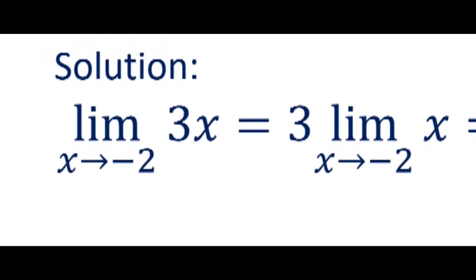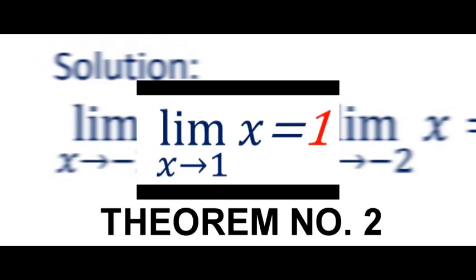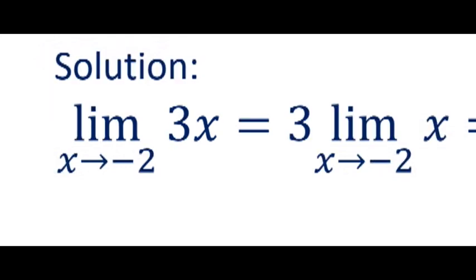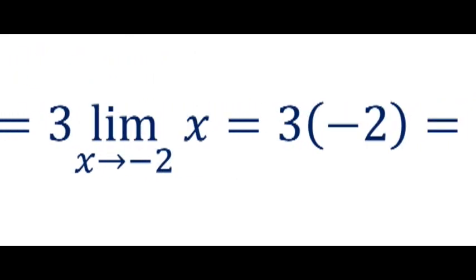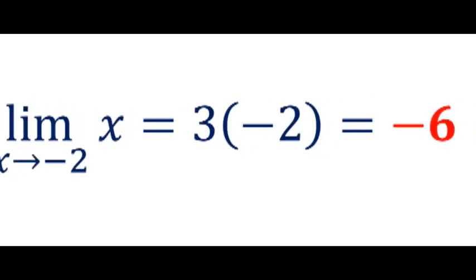Limit of 3x as x approaches negative 2 is equal to, as you can see, the constant here is 3, so you have to move forward the constant, and then go back to theorem number 2: the limit of x as x approaches a constant. We are given 3 times the limit of x as x approaches negative 2, so you simply copy the constant, which is 3, and simplifying the limit of x as x approaches negative 2 gives you negative 2. Then you have to simplify it. 3 times negative 2 is negative 6. I hope you got it.